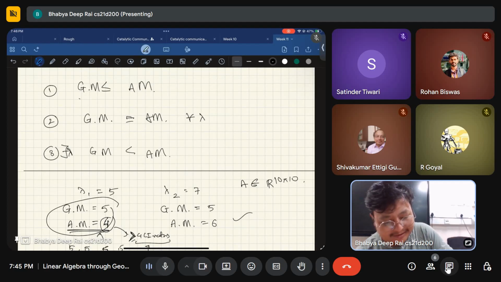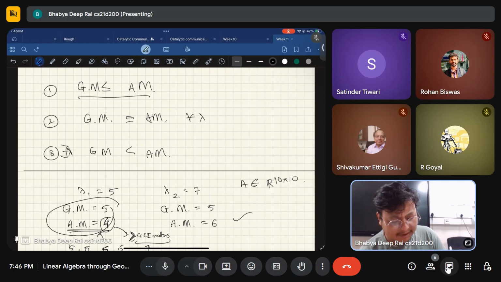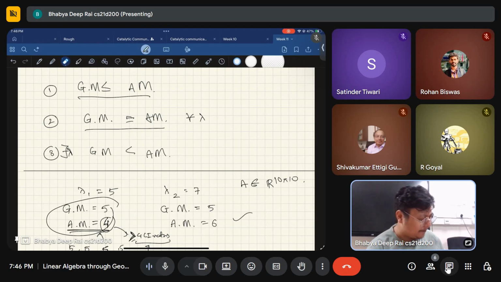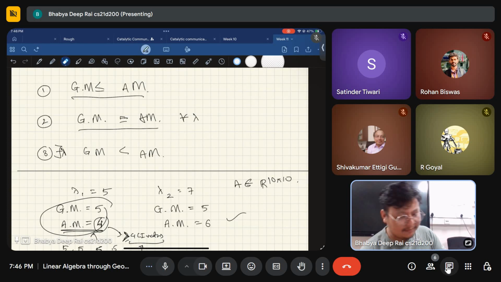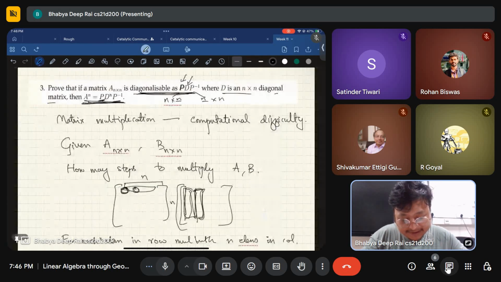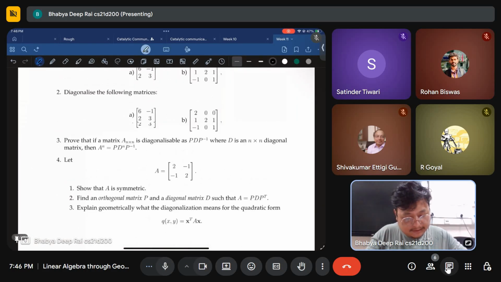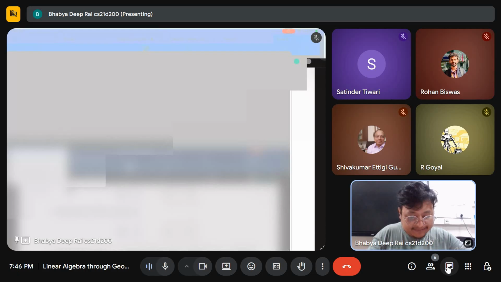Okay, the fact that geometric multiplicity is at most arithmetic multiplicity, right? And so there are two cases: either all of them are equal, or there is at least one eigenvalue for which it is lesser than. Okay. Now let's look at this question. The same set of matrices.